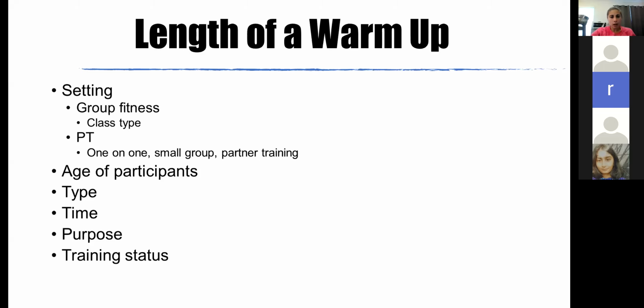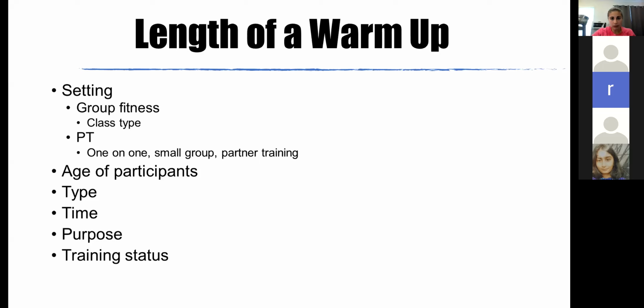Depends how much time you have. As I said, if you're doing half an hour session or an hour, well, obviously that might affect how long your warm-up is going to be. What are you doing? What is your goal? Are you, again, training at the gym? Are you an athlete? What is your goal? What is the purpose of your warm-up? What are you preparing yourself for, right?